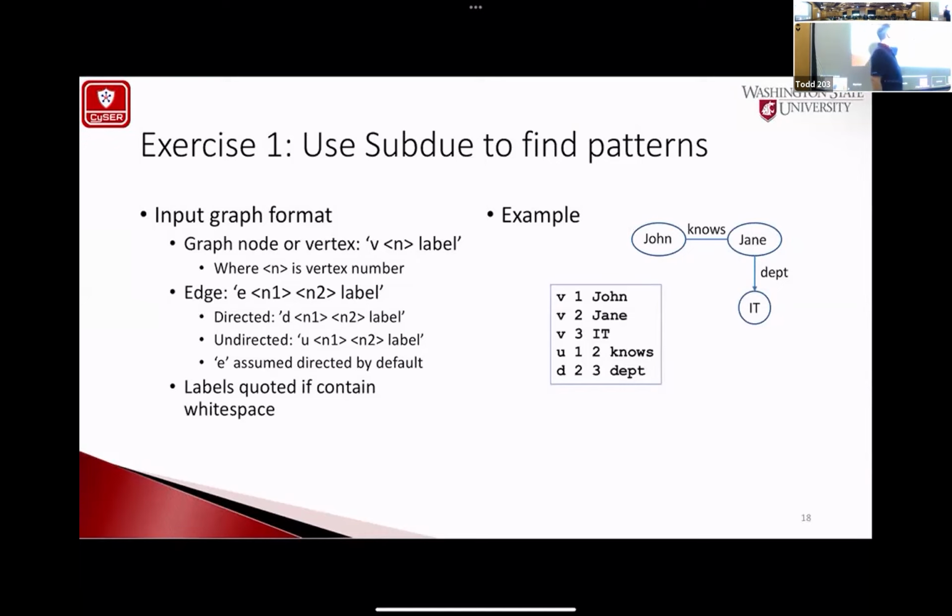And so the general way we do this is, for each of the entities in the graph, those are vertices, we give them a number and a label. And then for each of the edges, they're either undirected or directed. We identify which 2 vertices they connect, and then we have a label on the edge. So this is a pretty simple graph representation. There are many other ways that you can represent the graph. But this is how we do it.